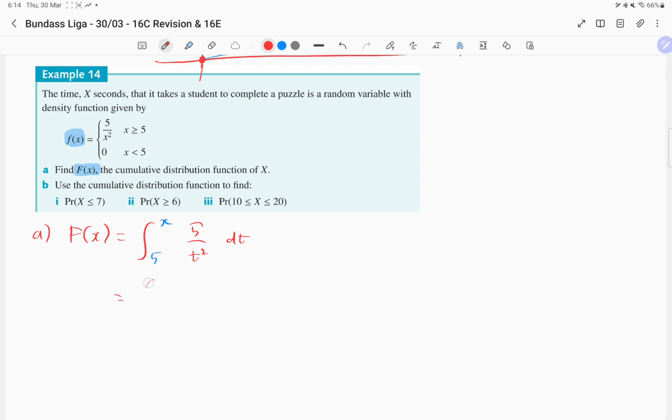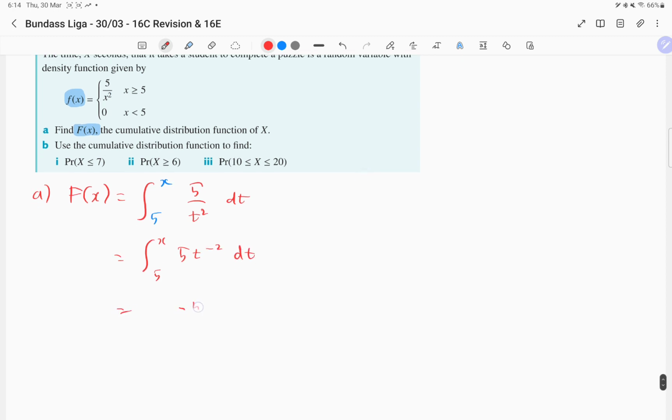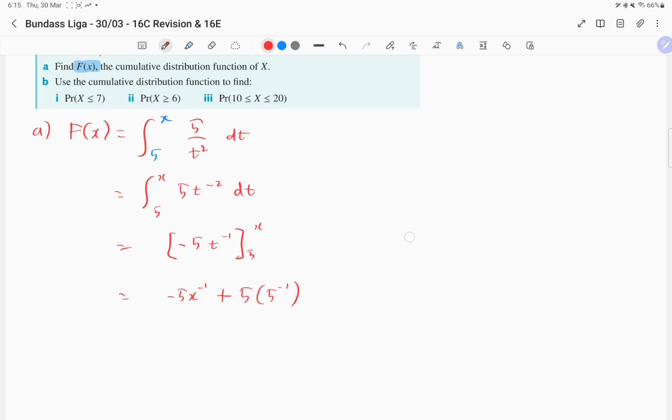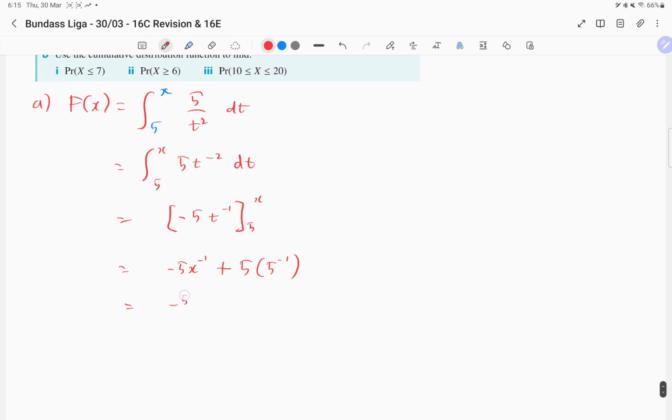After that, it's just applying it. From 5 to x, that would be 5t to the power negative 2 dt. Add 1 to the power, divide by the new power, that would be negative 5 t to the power minus 1, from 5 to x. Sub in the values, that will be negative 5x to the power negative 1, and then minus is a plus 5 times 5 to the power minus 1. So that would be negative 5 over x, and then plus 5 on 5, which is 1. Then we can rearrange it, that would be equal to 1 minus 5 over x. Does it make sense?